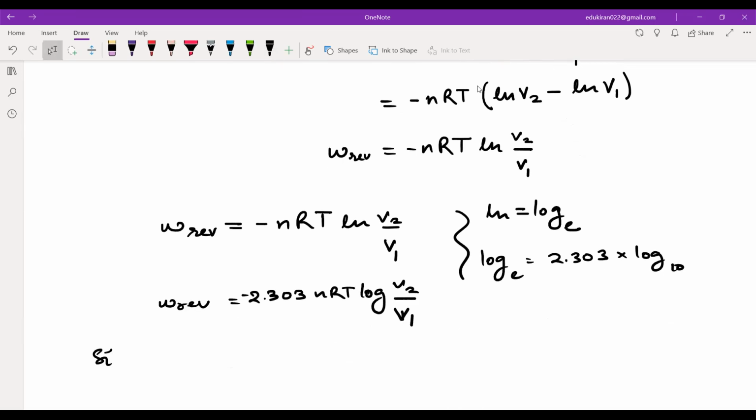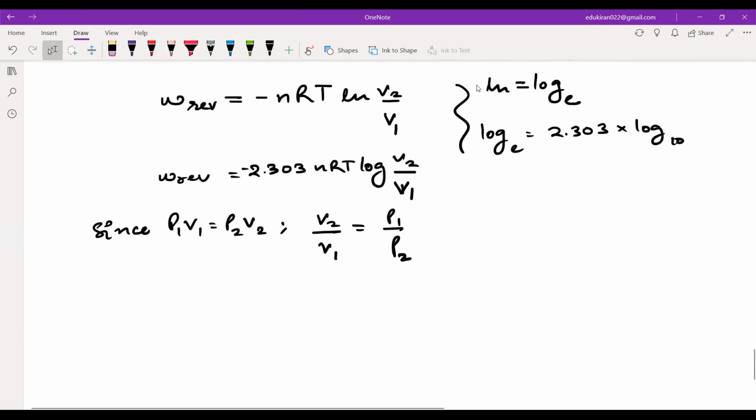Also, since P1 V1 is equal to P2 V2, we can write V2 upon V1 as equal to P1 upon P2, because pressure and volume are inversely proportional. So work reversible will be equal to minus 2.303 nRT log of P1 upon P2.